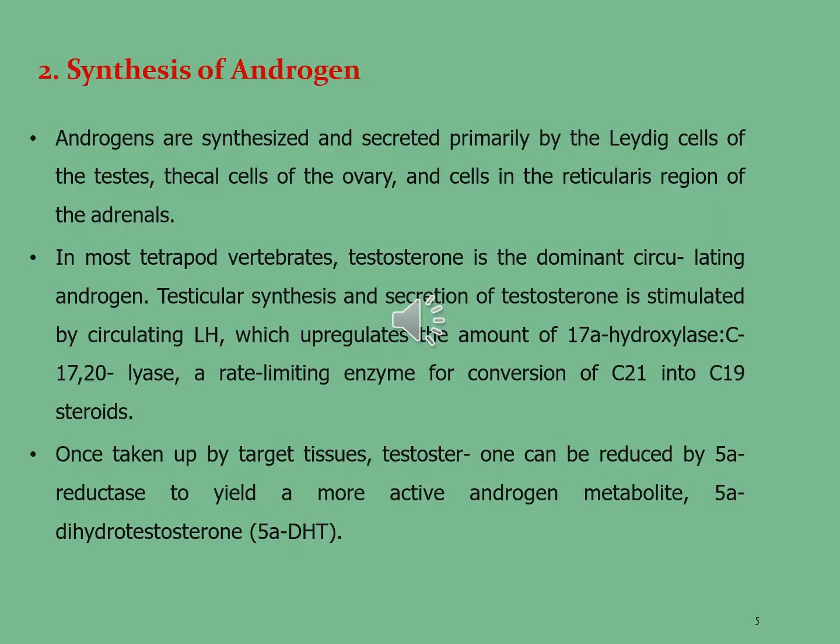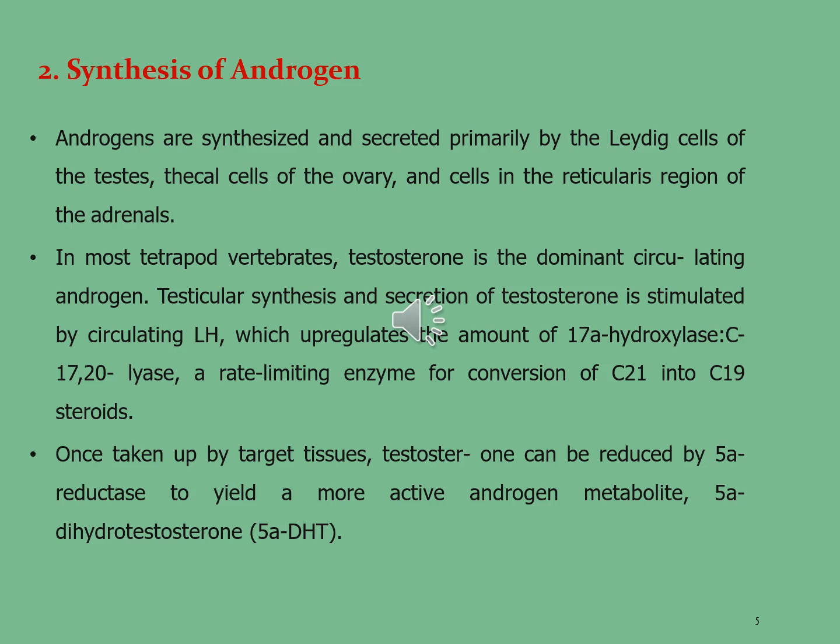Let's see the synthesis of androgens. Androgens are synthesized and secreted primarily by the Leydig cells of the testes, thecal cells of the ovary, and cells in the reticularis region of the adrenals. In most tetrapod vertebrates, testosterone is the dominant circulating androgen.